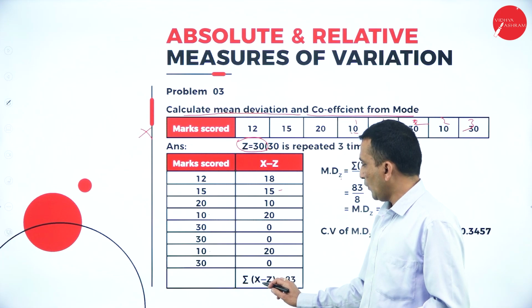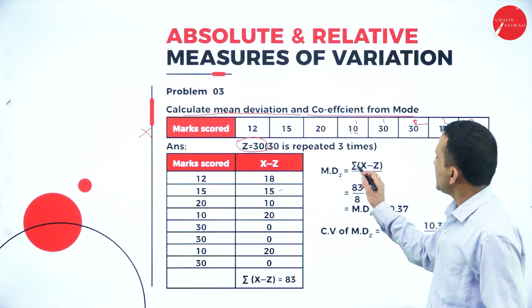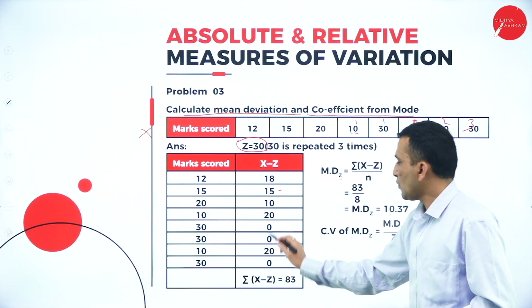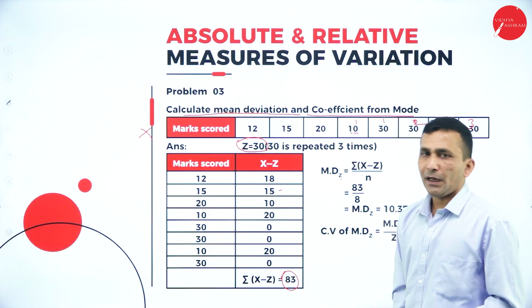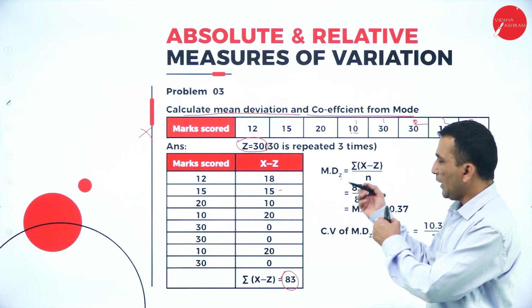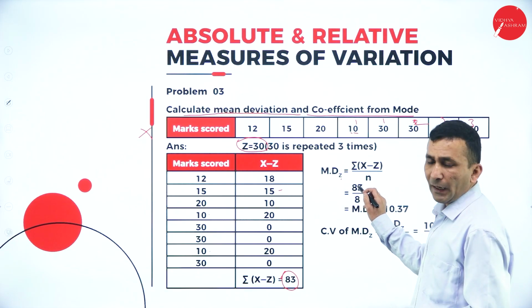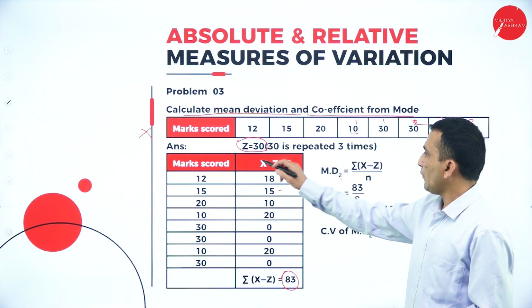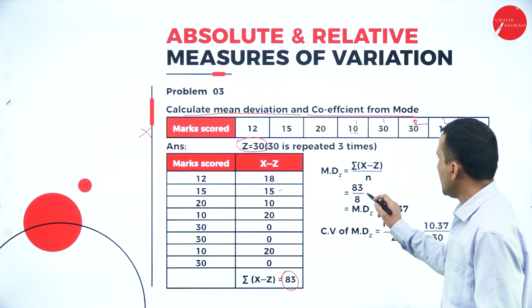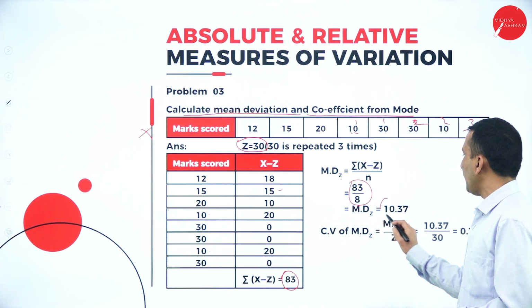Now if you take the total according to the formula, numerator sigma |x minus mode|, after taking this total, we are getting 83. So now we need to simplify the formula. In the numerator, we are writing 83 divided by the number of items. 8 items are given. Now if you simplify, you are getting 10.37.